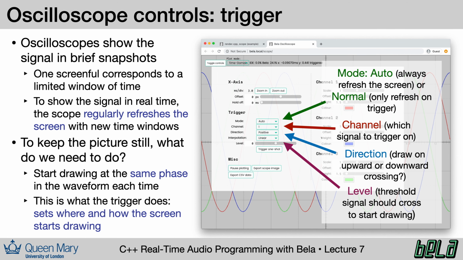There were several different controls that we could adjust about the trigger, including the mode of whether it displayed the signal whether there is a trigger or not, which channel it was triggering on, whether it was detecting a positive or a negative transition, and then also the level that the signal should cross for the screen to start drawing.